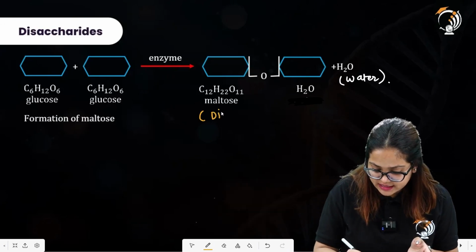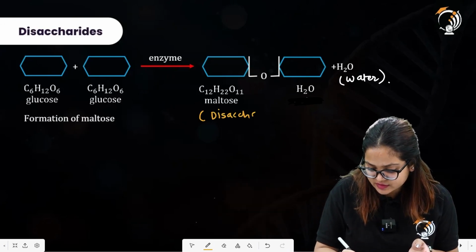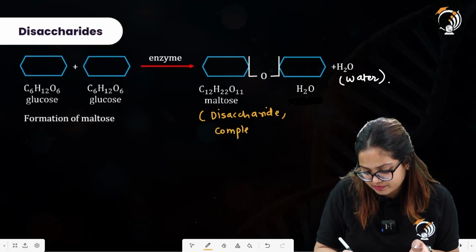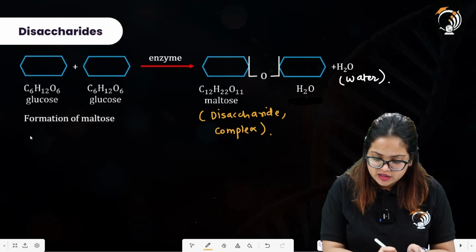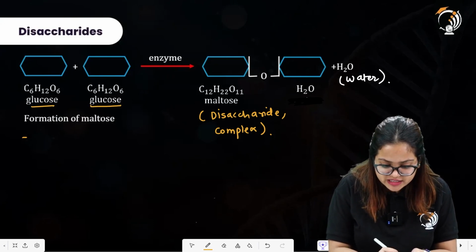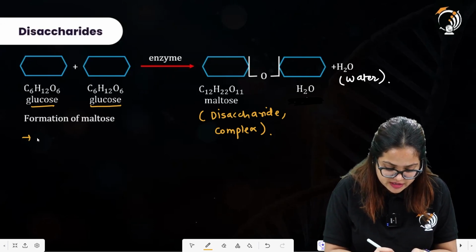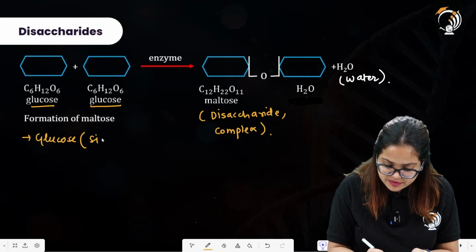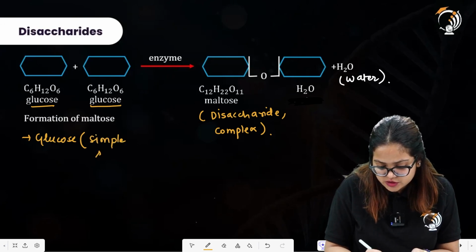This is a disaccharide and a complex sugar made from simple sugars. And what are those simple sugars? Those are the glucose over here. Glucose, the simple sugar.